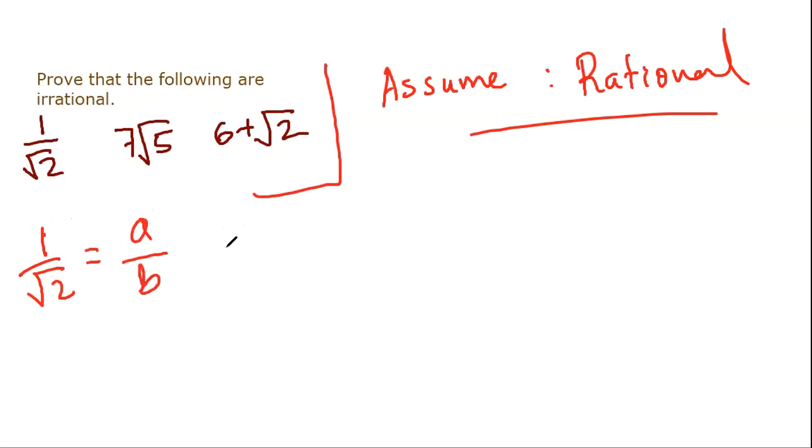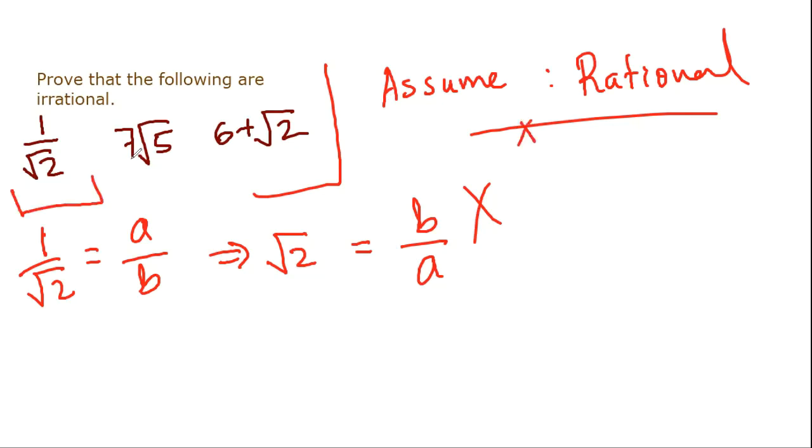Then I can write root 2 is equal to B divided by A. This is not possible because root 2 is an irrational value. We have already proved that as a fact. And this expression B by A is possible only for rational values. So our assumption in the first case is wrong.